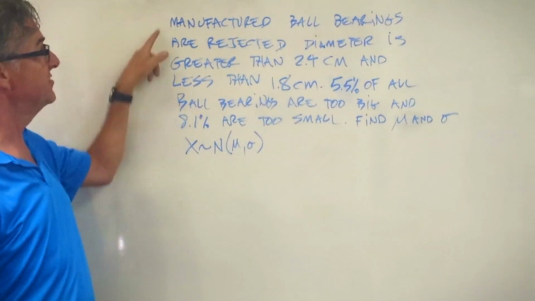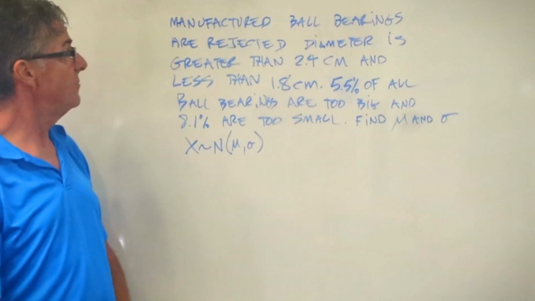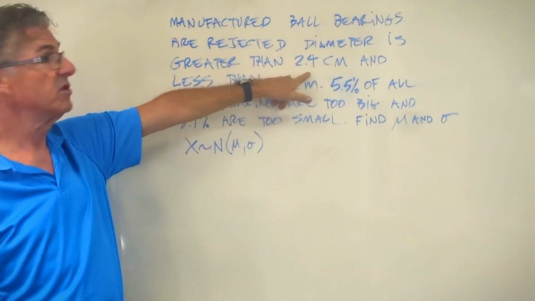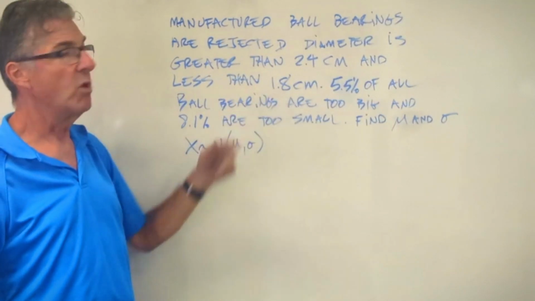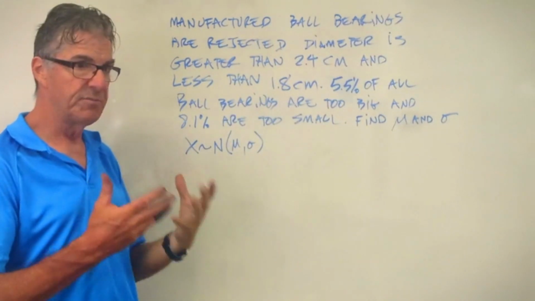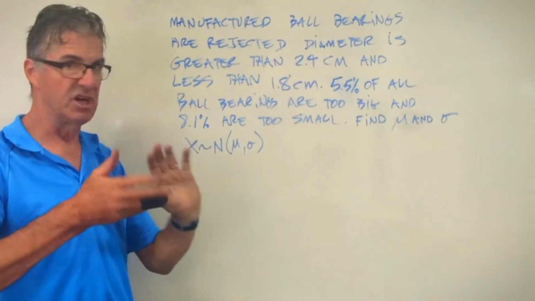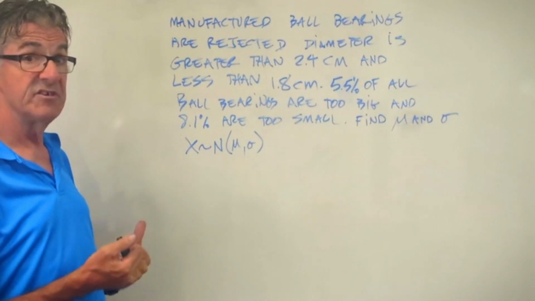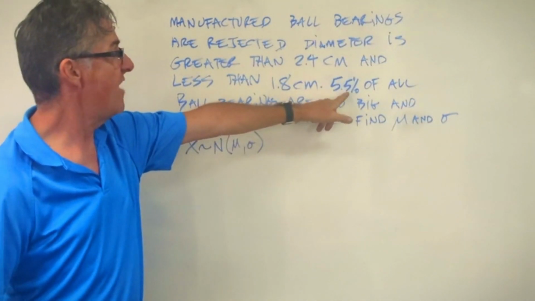So here's our situation. There are manufactured ball bearings and they get rejected if the diameter is greater than 2.4 centimeters or if it's less than 1.8 centimeters. Those ball bearings have to be within that range, otherwise they won't work in their intended use. So you're given some additional information.